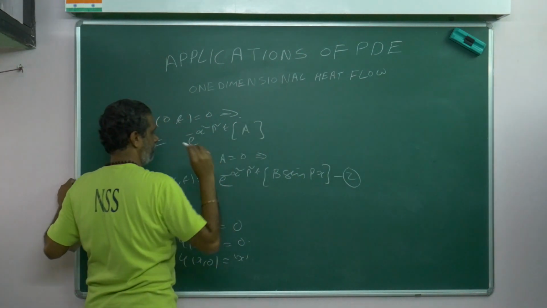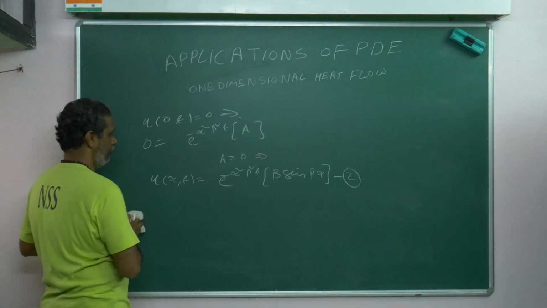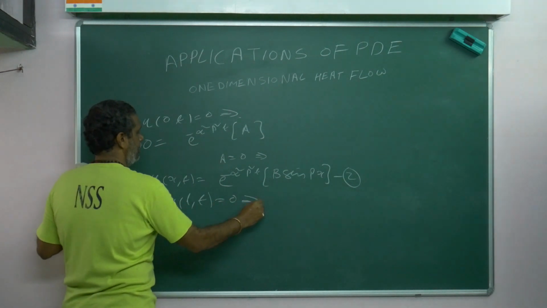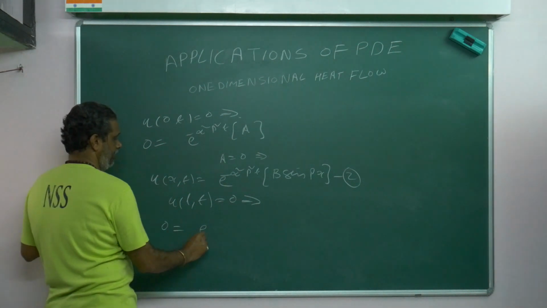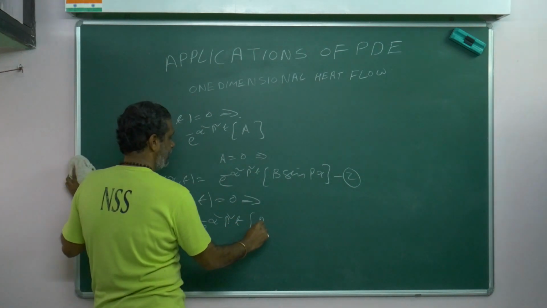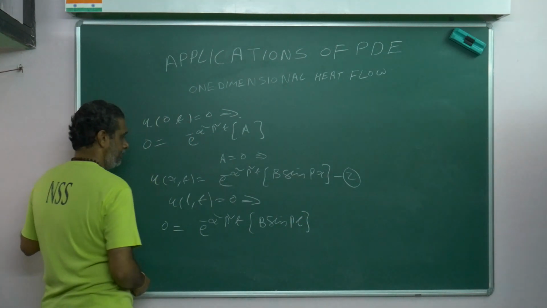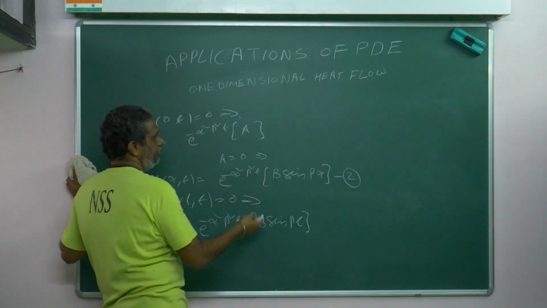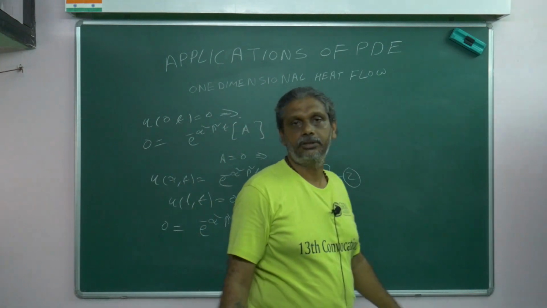We have applied the first boundary condition. For the second boundary condition, u(L,t) = 0, in the x place put L. So 0 = u(L,t) = e^(−α²p²t) B sin pL. Same story here: this cannot be 0 as explained previously. B cannot be 0, because A is also 0 and B also 0 means there is no rod, there is no question, there are no marks. So it cannot be 0.